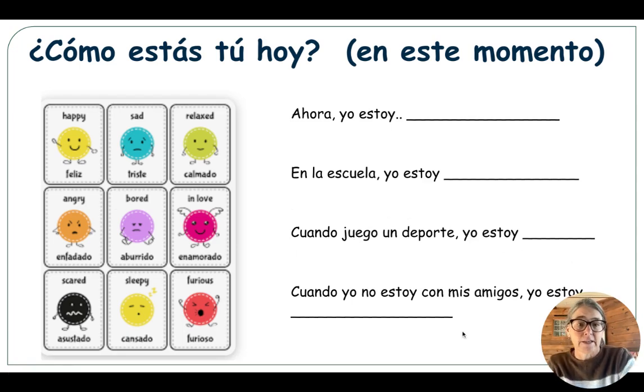Yo estoy feliz. When I'm with my friends, I am not. Cuando yo no estoy con mis amigos, when I'm not with my friends, I'm a little upset. So maybe I'm a little angry, enfadada, like that. Your challenge, your task is to write ideas about you using the verb estar with feelings or emotions.